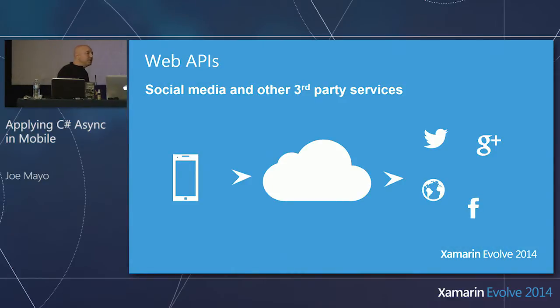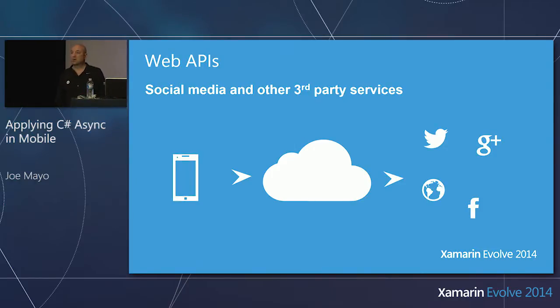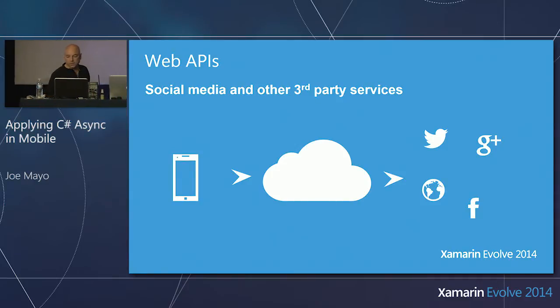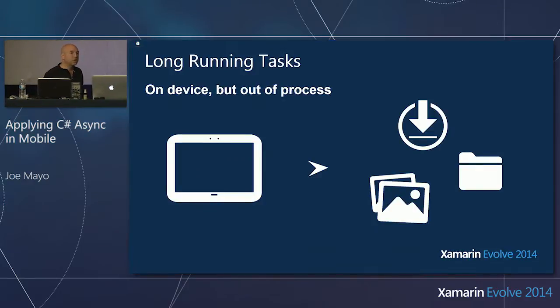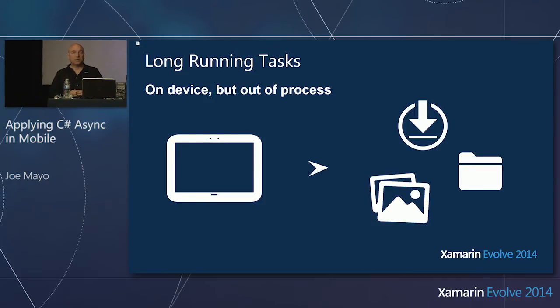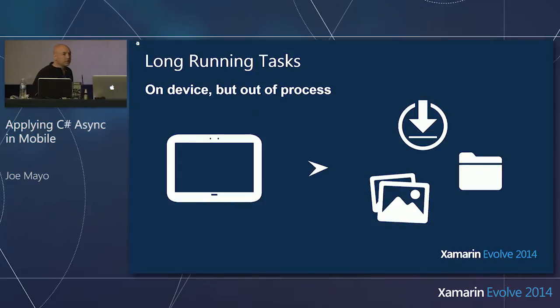Like I said, a really good place to use async is in web APIs when you're doing social media like Twitter or Facebook or whatever. And you can also create your own APIs where you can communicate to those asynchronously over the web. Another good place for using async is on your device, but out of process. Think about using near-field communications, NFC, or Bluetooth, or even interacting with your camera or other features of your device. Well, those things may take time to process, so async is an excellent alternative there.